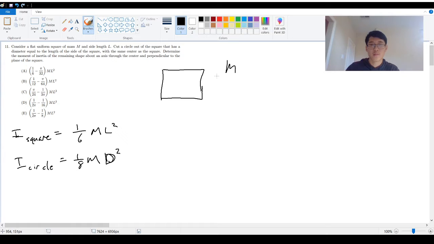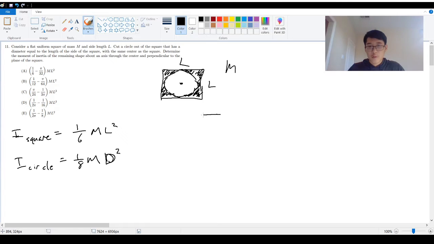that has a mass of m and then side length L, and we're cutting this circle out. Hopefully that's good enough circle. So here's the remaining parts of this object that's left after we've cut it out. Okay, so determine the moment of inertia of the remaining shape about an axis through the center and perpendicular to the plane of the square. So basically this axis is coming in and out of the page in this drawing.